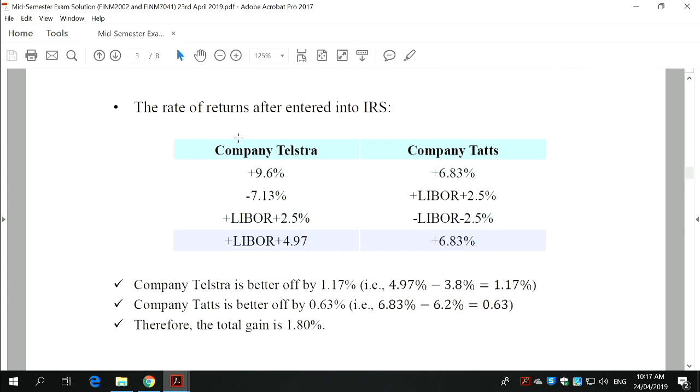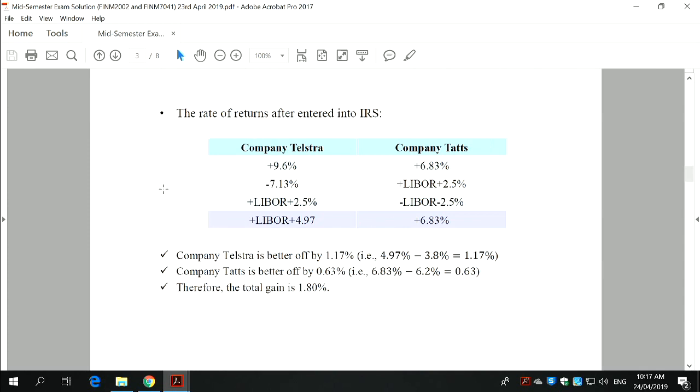So again, you should draw a table to analyze what the end outcome is. So you realize Telstra is better off by 1.17%, and Tatts is better off by 0.63%. So that sums up to be the total gain of 1.8.